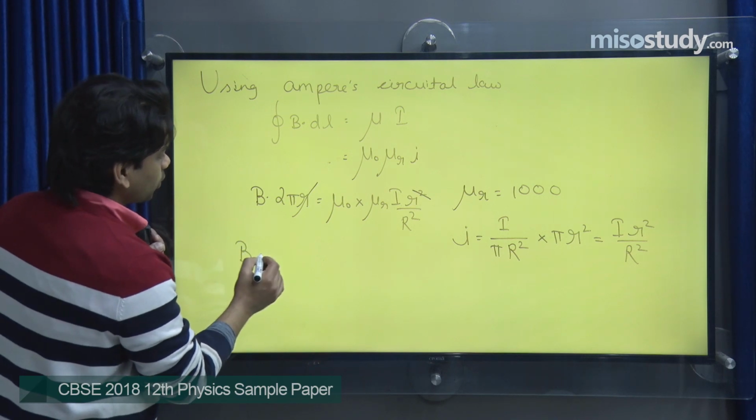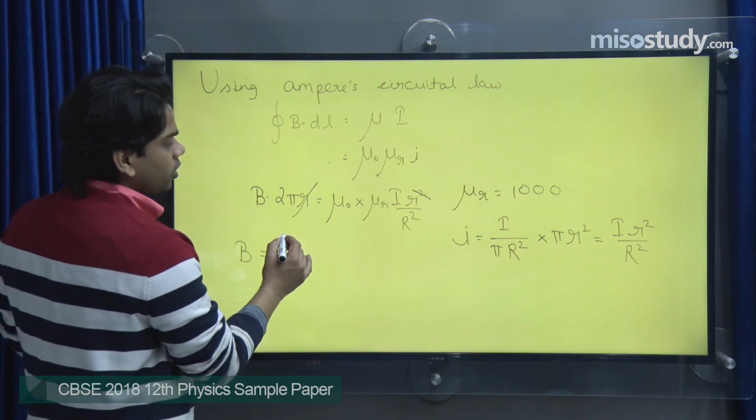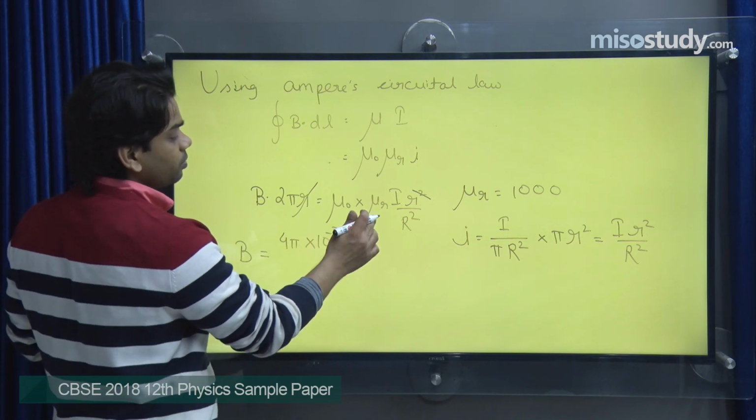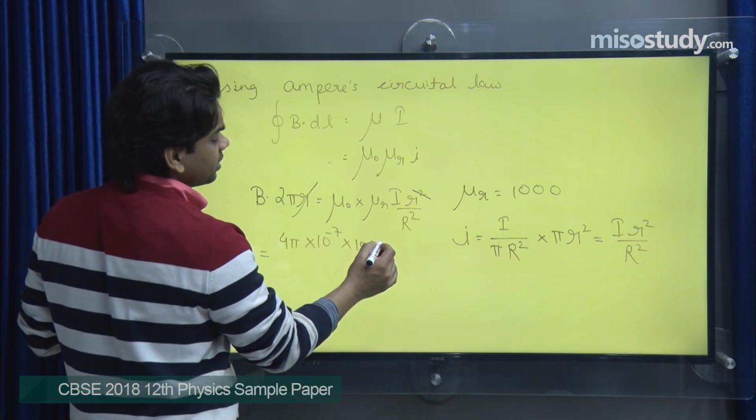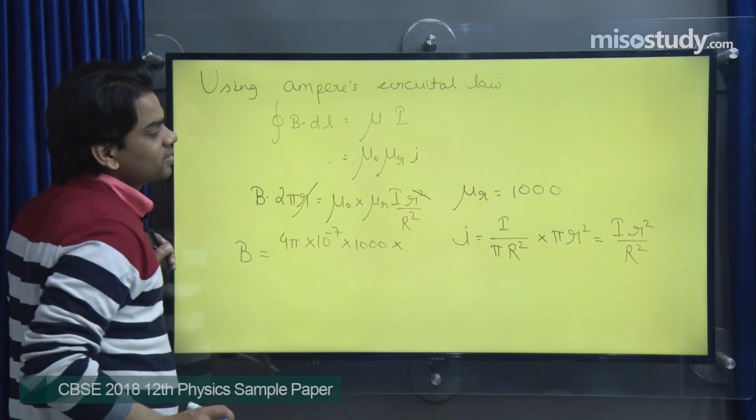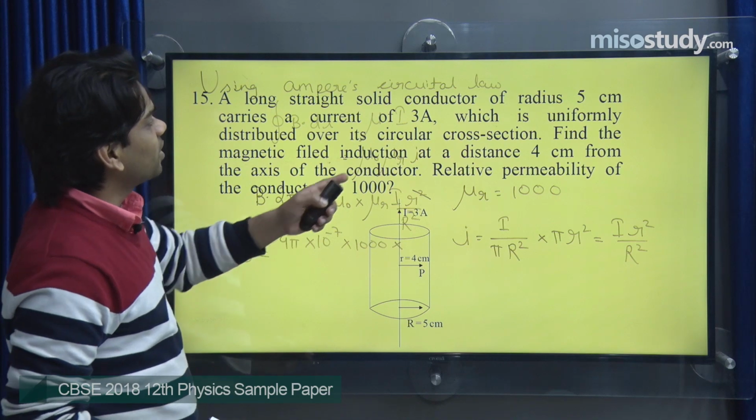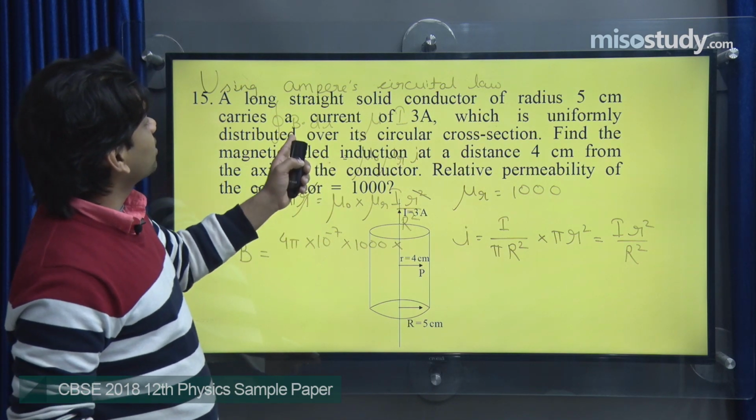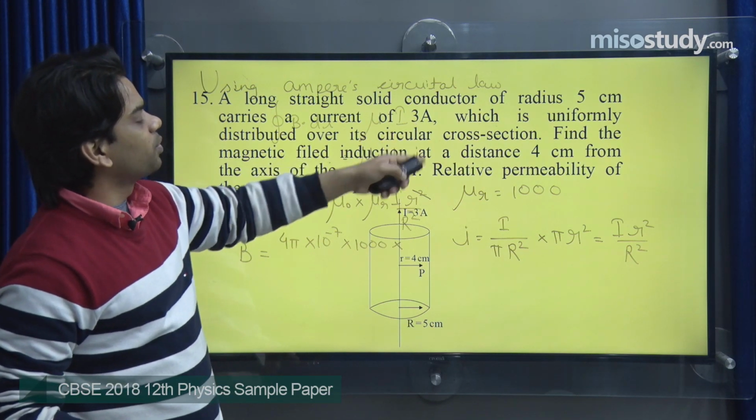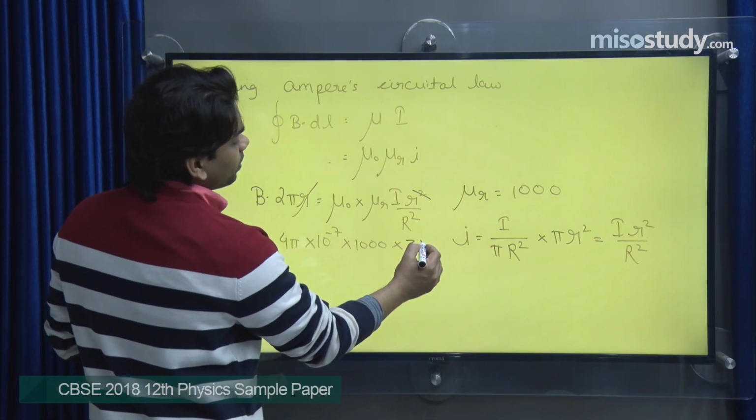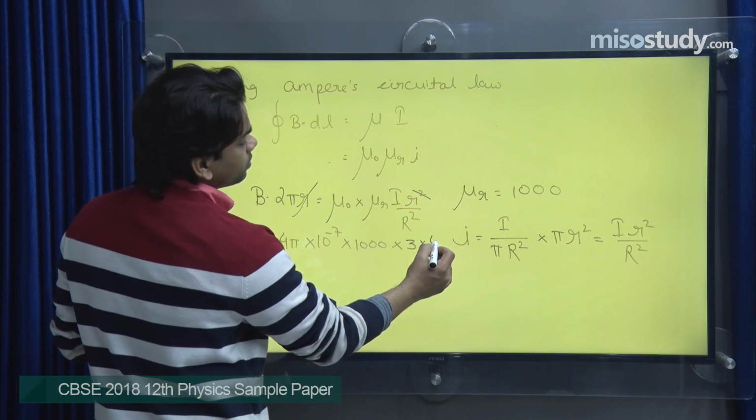So, B will come out to be mu naught, which is nothing but 4 pi into 10 to the power minus 7, mu r, that is given as 1000, multiplied with current I. How much is that? You may just refer to this diagram, it is given as 3 ampere. You see in the question, 3 ampere. So, we have this as 3 ampere multiplied by this small r, that is 4 centimeter.